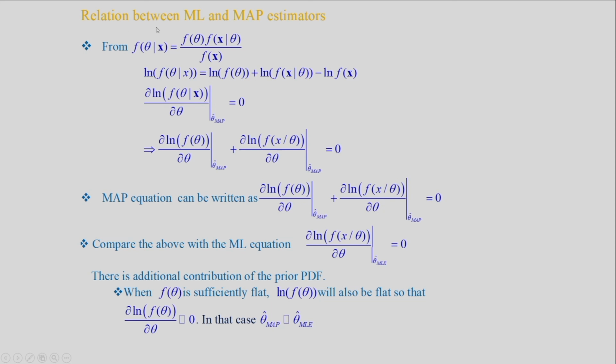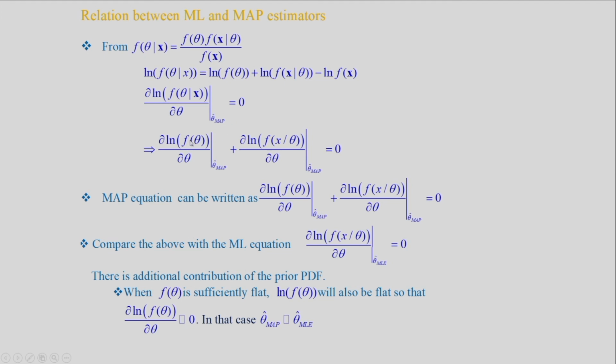Now, let us see the relation between ML and MAP estimators. From f of theta given x equal to f theta into f of x given theta divided by f x, we can write log of f theta given x is equal to log of f theta plus log of f x given theta minus log of f x. Now, the partial derivative of this last term with respect to theta is 0.